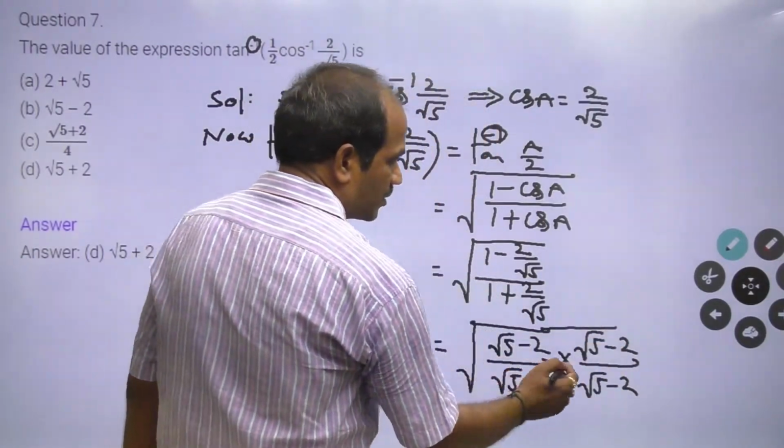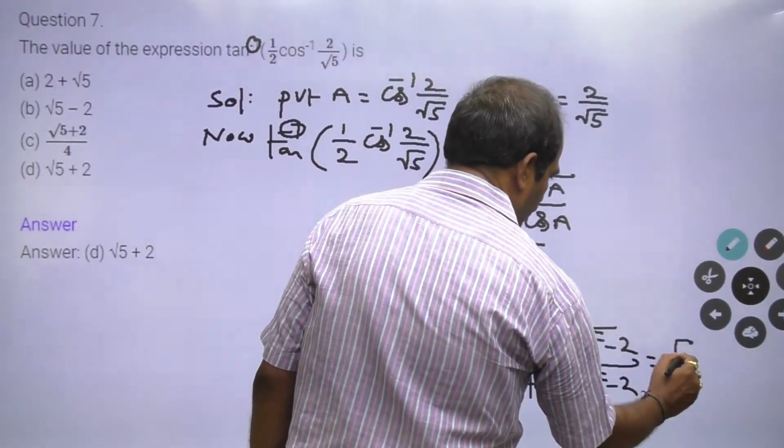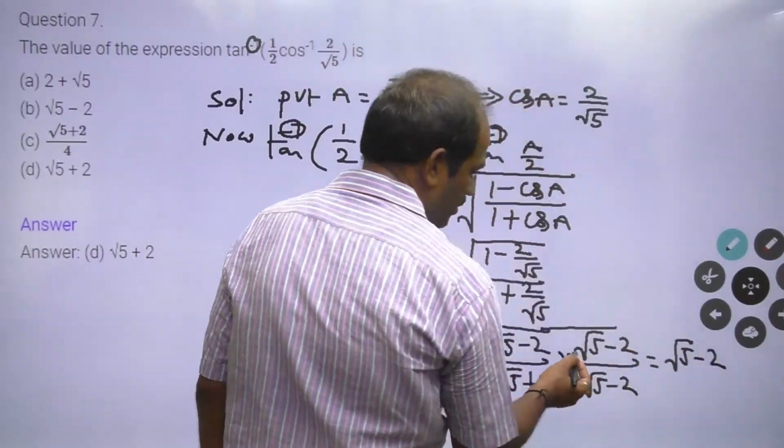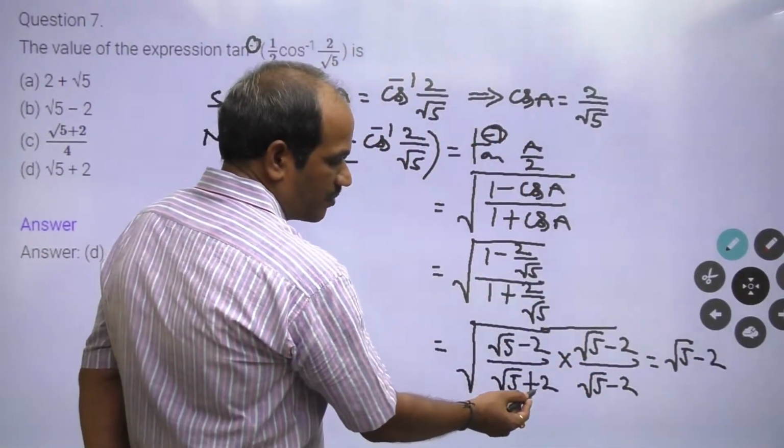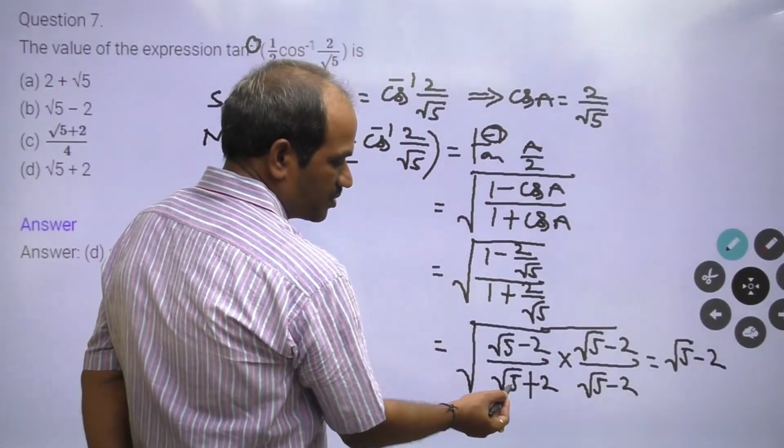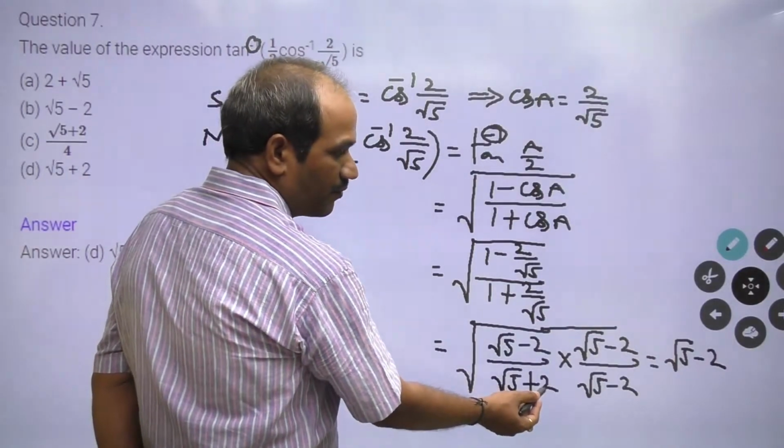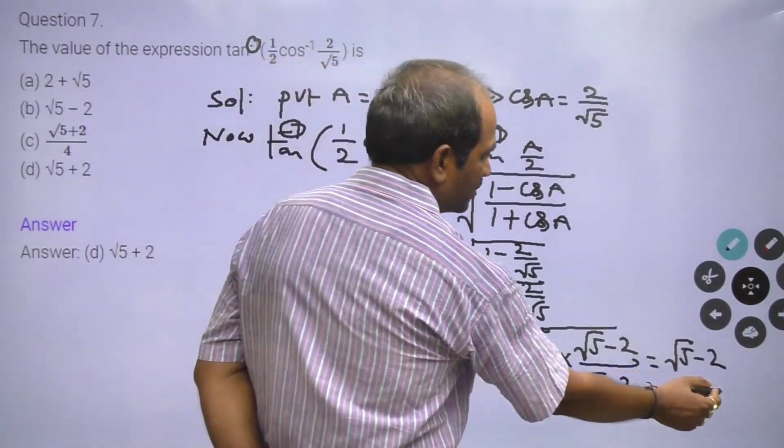In the final value, that is equal to the square root of (root 5 minus 2) whole squared, so the square root gets cancelled. In the denominator, a plus b into a minus b is a square minus b square, a square value 5, b square value 4, 5 minus 4 is 1, so this is the final answer.